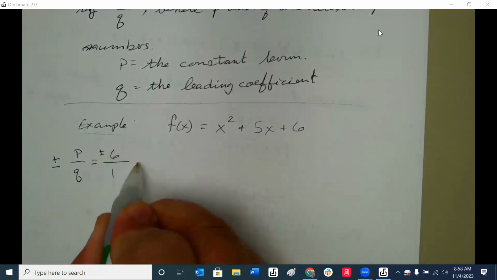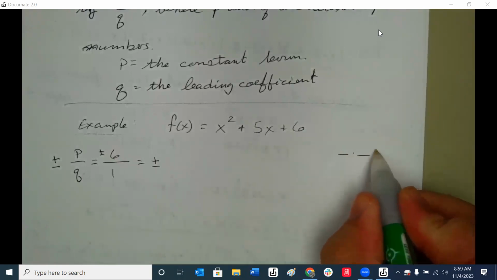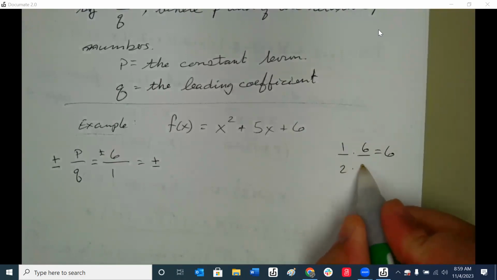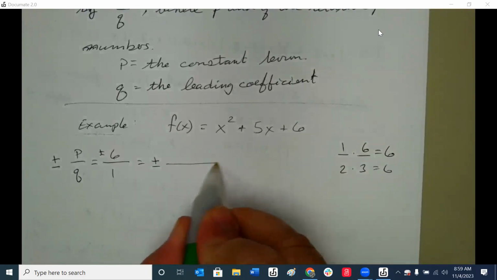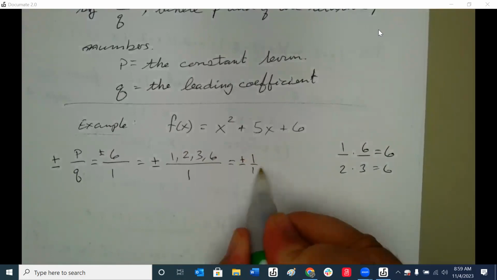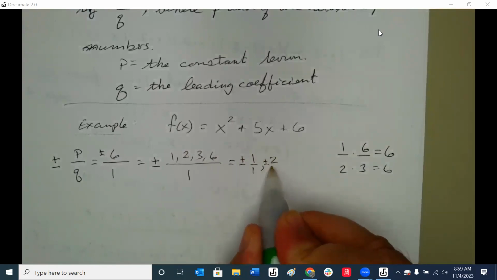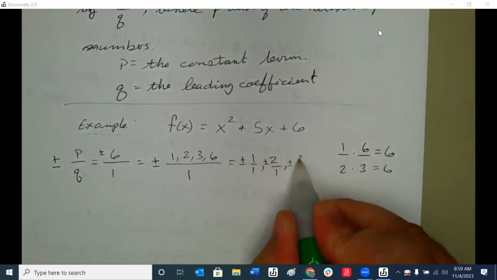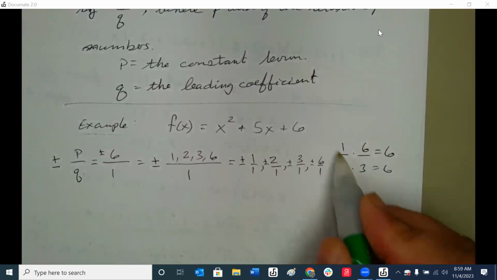So what we're going to do here is what are the different combinations that make up 6? What times what equals 6? One times 6, and 3 times 2. And that's it, right? So the top number can be any one of these numbers. The bottom is going to be 1. So let's look at each one of these separately. So you have 1 over 1, plus or minus 2 over 1, 3 over 1, and 6 over 1.